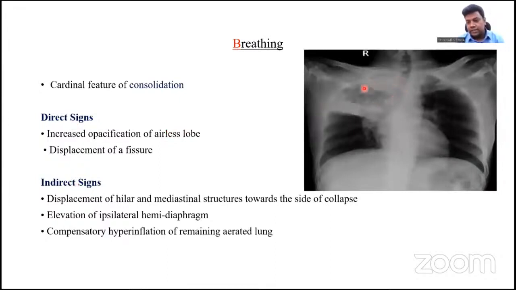In this X-ray film, you can see that there is a right upper lobe consolidation. As there is a right upper lobe consolidation, there is increase in the opacity here. And the fissure is displaced also. Along with this, the hilum and the trachea are displaced to the same side. There is also elevation of the hemidiaphragm. Along with this, all the remaining part of the lung, this one and this one, as these are normal, there will be hyperinflation of the remaining part of the lung. So these are the cardinal features of consolidation.